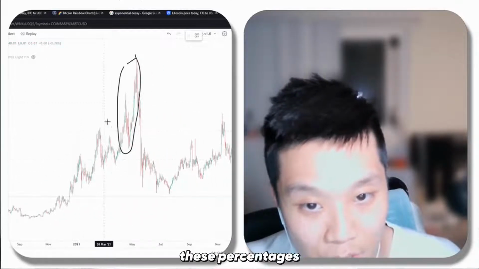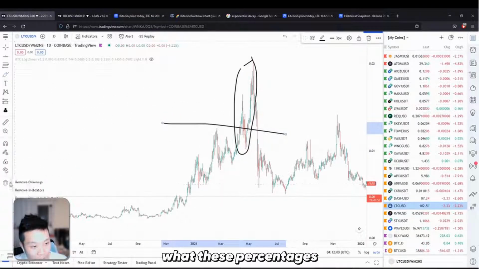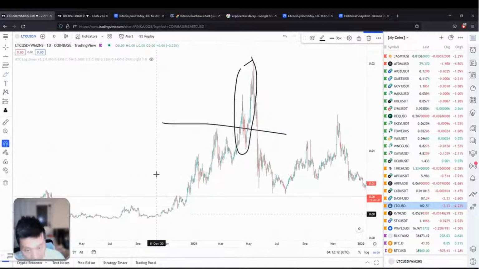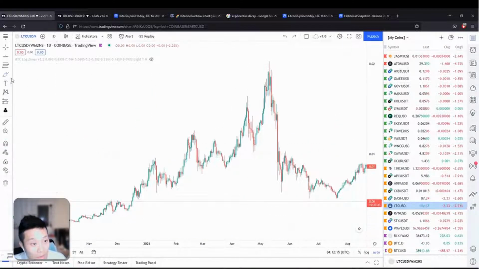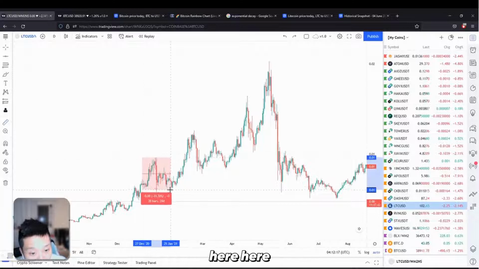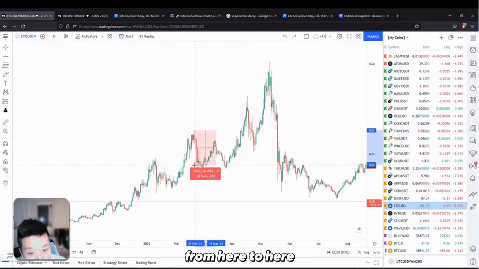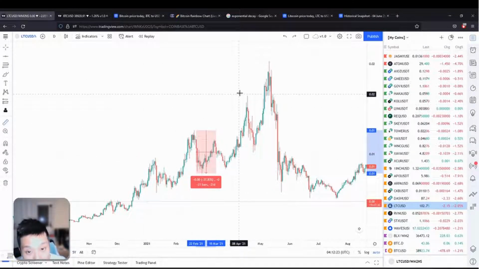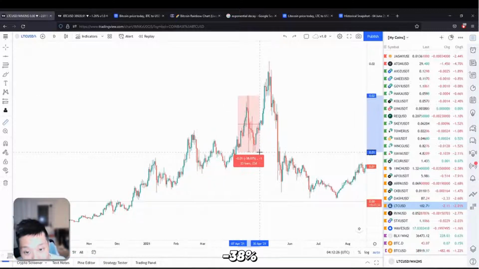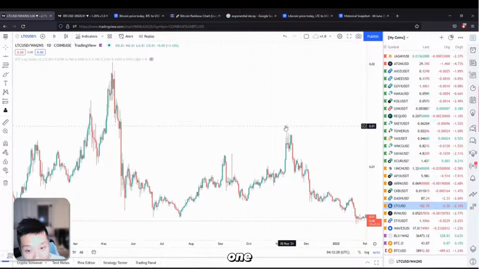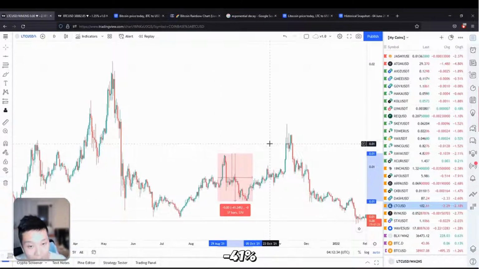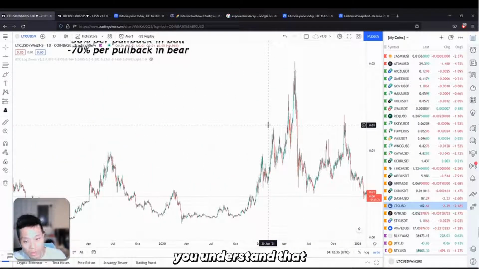I'm just going to measure these percentages, and you'll get a sense of what they should look like. Go ahead and Control Z. Okay, this one from here to here does a negative 40%. This one from here to here does a negative 27%. This one does a negative 38%. Go ahead and go to the most recent one. I believe it's 41%. So every pullback, you understand that Litecoin is more or less done whenever you see it doing a negative 38, 39, 40, 41% pullback. Just keep that in mind.